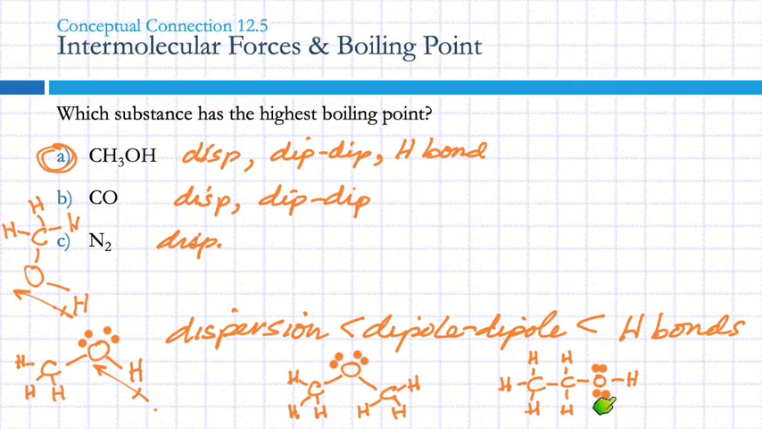Now this is ethanol, that's methanol. Both of those are miscible in water. They mix with water very well because water also has hydrogen bonding. And so it's like they talk the same language and they just mix and mingle and they get along so nicely together. Any other questions?